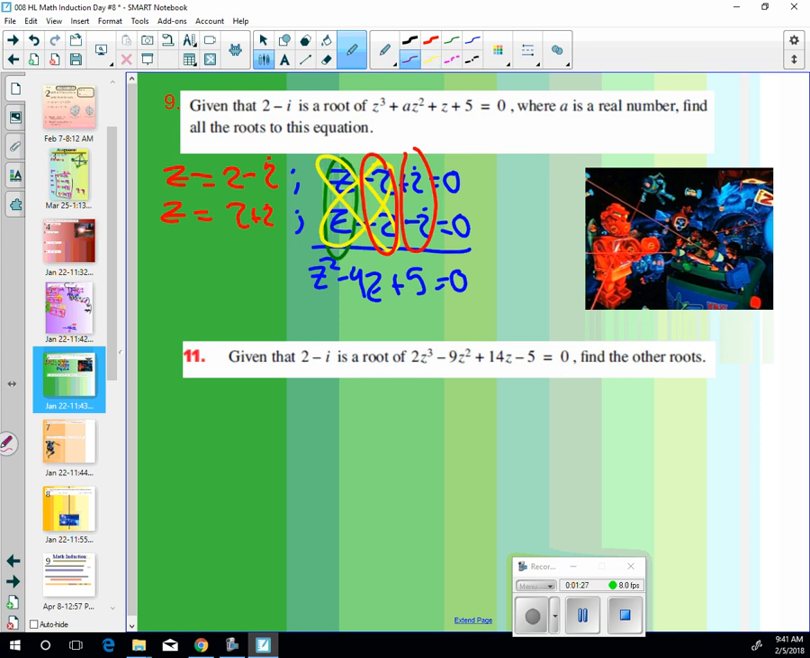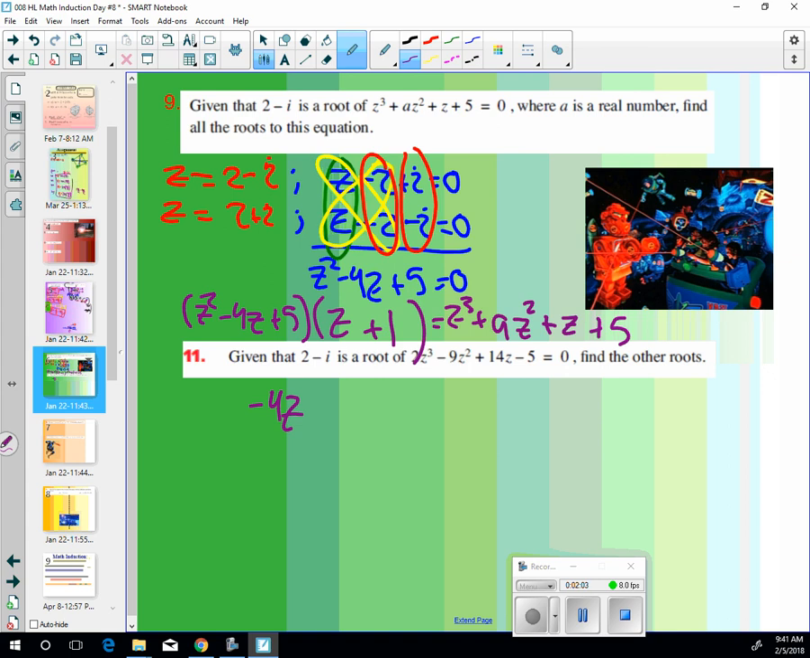Then I'm going to have z squared minus 4z plus 5, and I'm going to multiply by something to get z cubed plus a z squared plus z plus 5. Okay? z squared times what will give me z cubed? z. 5 times what will give me 5? Plus 1.